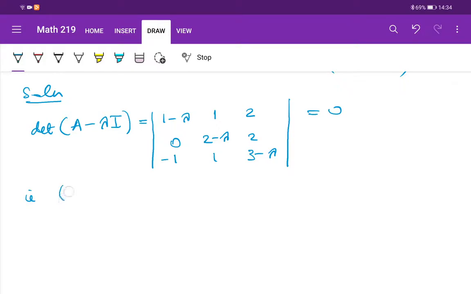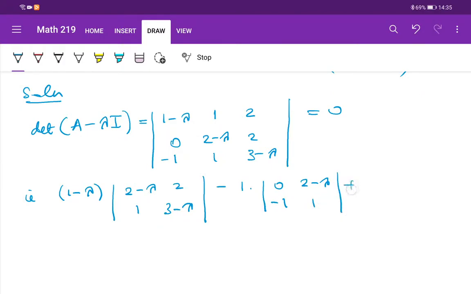So it's going to be 1 minus lambda times the determinant of the matrix after deleting the first row and the first column. So you get 2 minus lambda, 2, 1, 3 minus lambda. And then you subtract 1, the second entry in the first row. Now delete the first row and the second column. You get 0, 2 minus lambda, minus 1, 1. And we have to add 2 times.